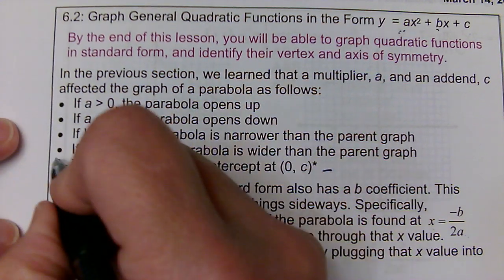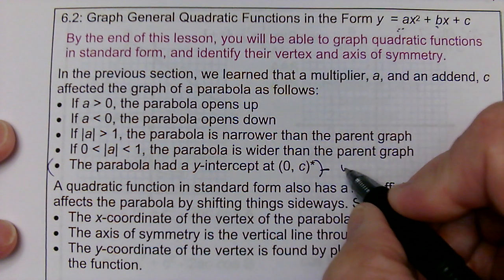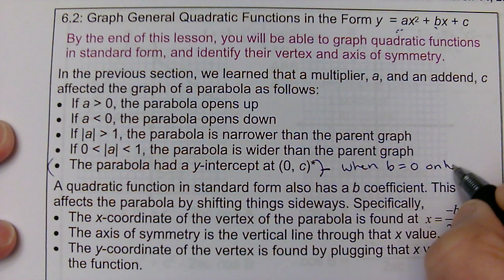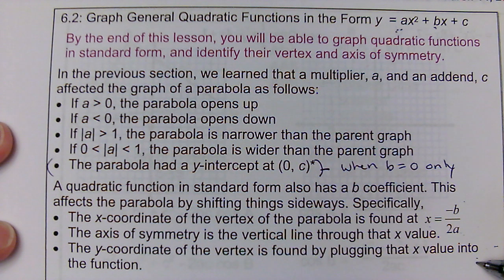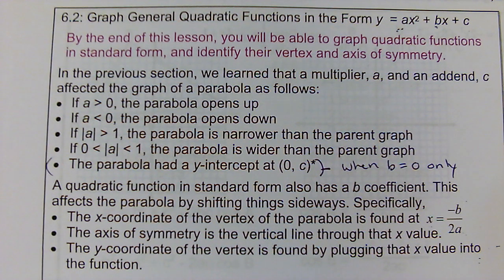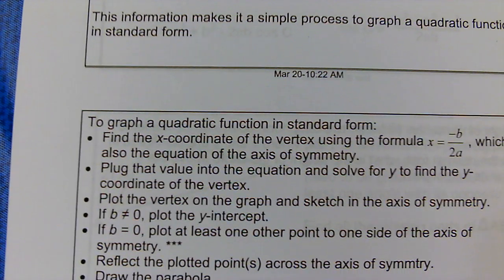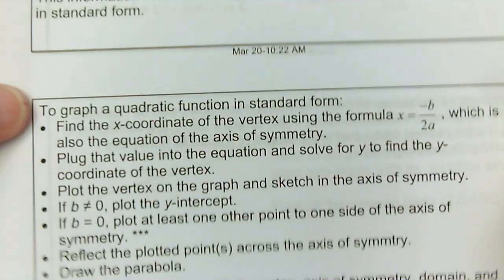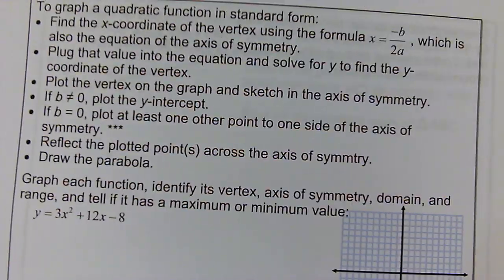So this piece here only applied when b was equal to 0. When b is not equal to 0, then this describes where the vertex is. The other pieces up here all still apply. So, if we're going to graph a quadratic function that's in standard form, the first thing to do is find where its vertex is.